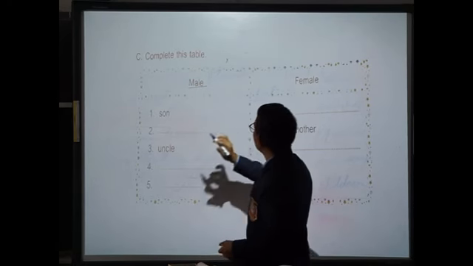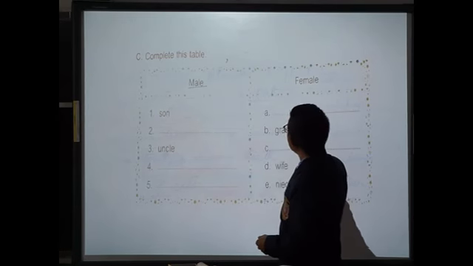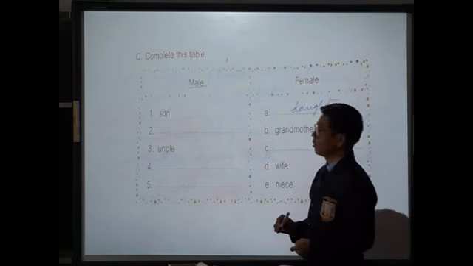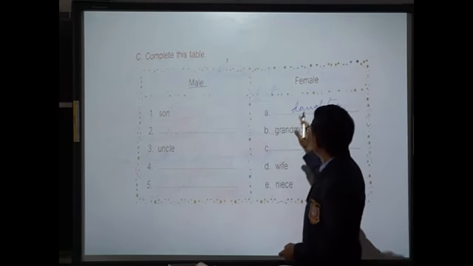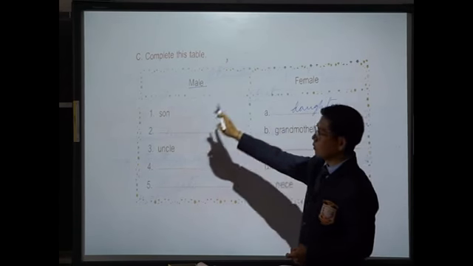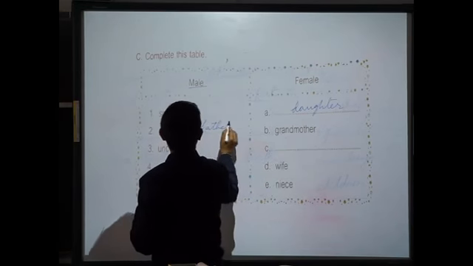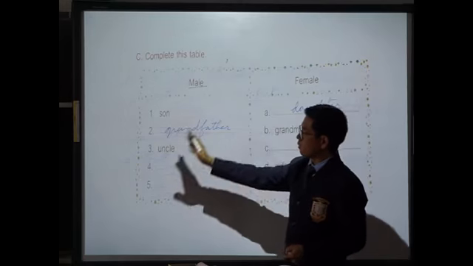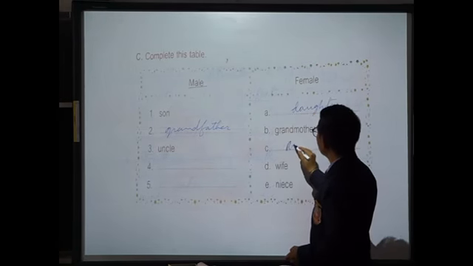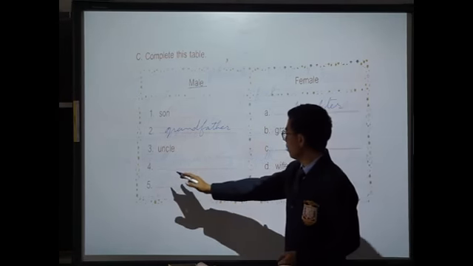So male is given, son. So what will be the female? Son, female is daughter. Son, daughter. Then you can see B number, two number. In the female part is given grandmother. So what will be the male? Grandfather. Isn't it? Grandfather. So move on to three, male, uncle. Female will be your aunt. Isn't it? Uncle, aunt.